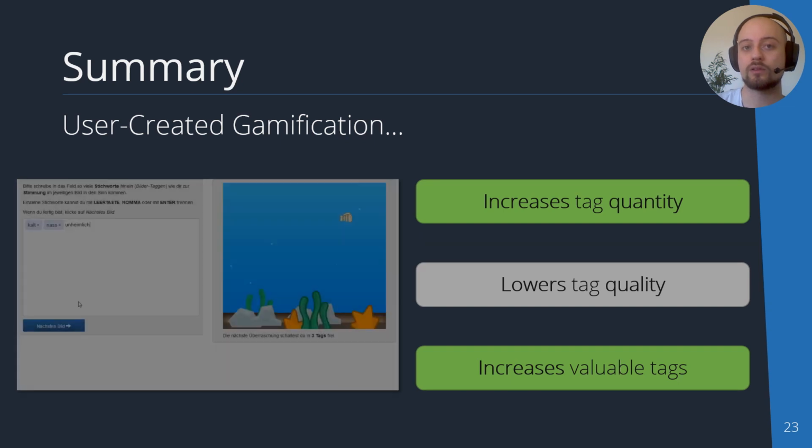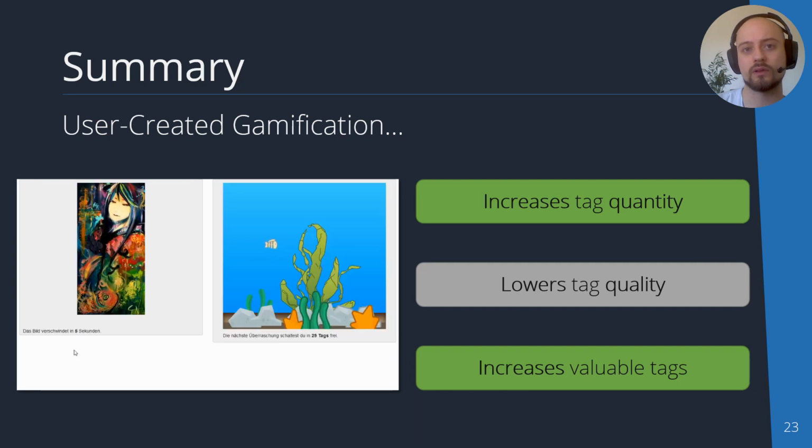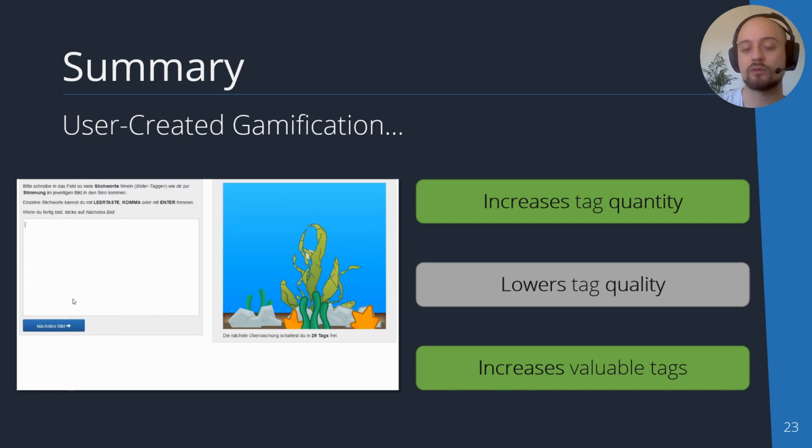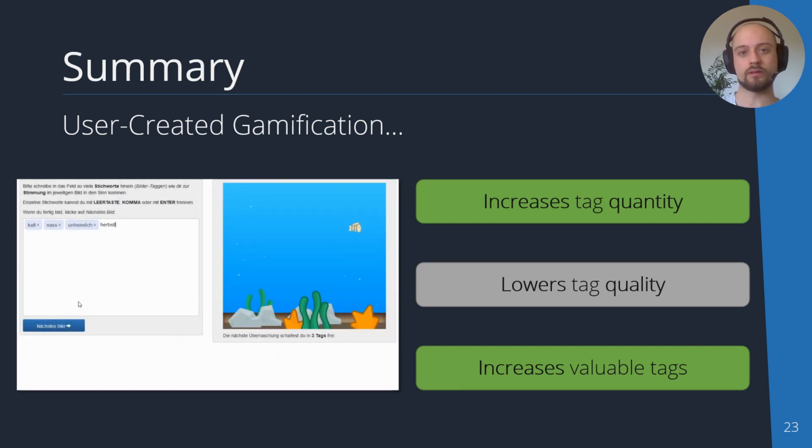We expected autonomy to be one of the factors, but as the intrinsic motivation inventory showed, there was no significant difference in our results. Lastly, it would be interesting to see if this approach also works in different contexts and not only in the image tagging context. So this was my talk about investigating user-created gamification in image tagging task.